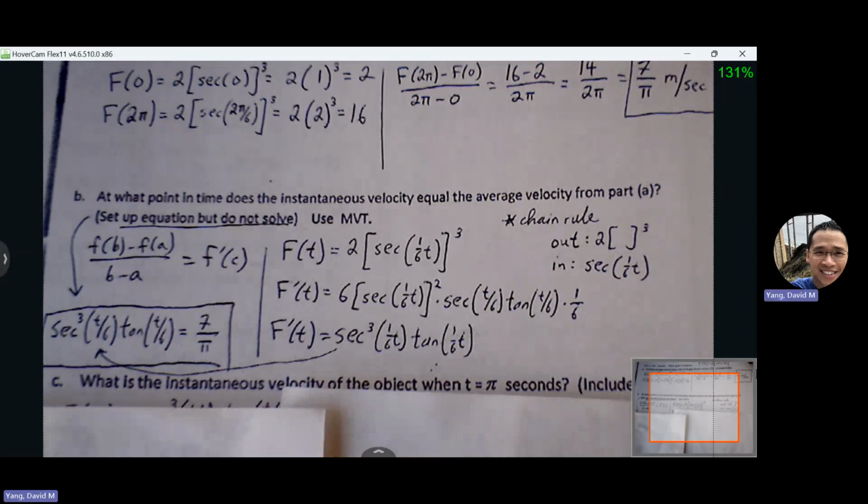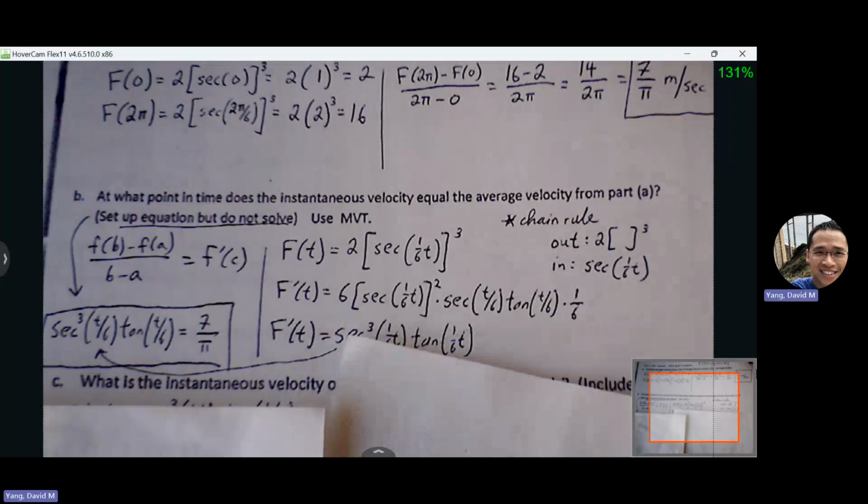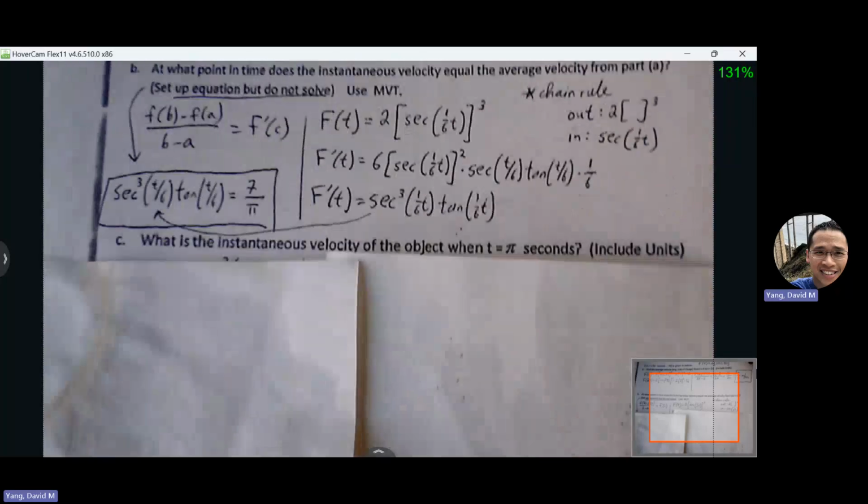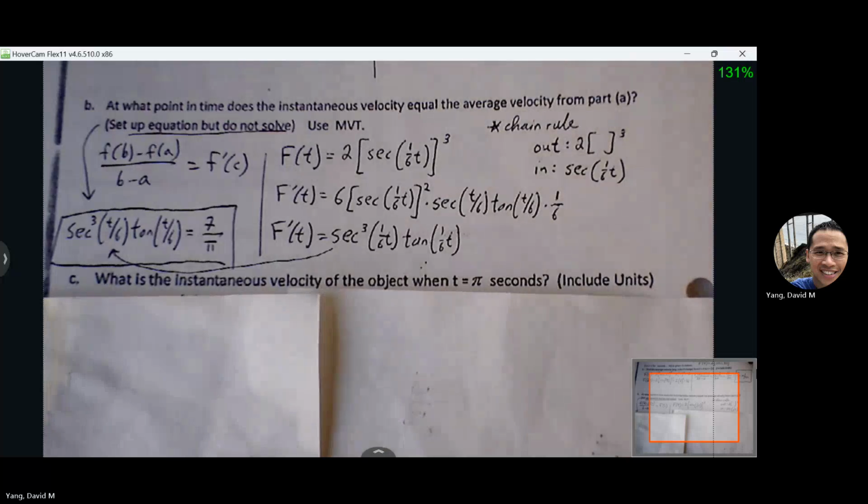All right, part C, what is the instantaneous velocity of the object at t equals pi seconds? So what can we do here? Plug pi into f prime, right? Your f prime is basically your derivative function. Yep. So plug pi in for t, and then try to get it out of trig notation into a numeric value. But once you get it down to a numeric value, we can stop. You don't have to go any further.